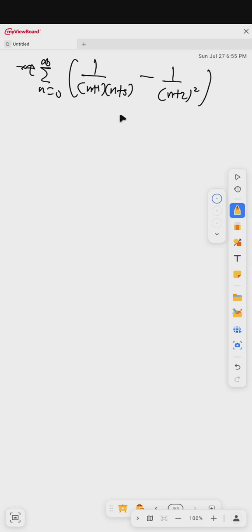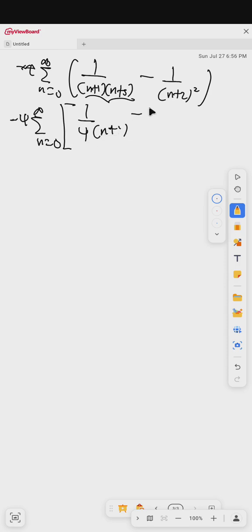So what we're going to do next is to split this into partial fractions. So we split 1 over (n plus 1)(n plus 5) into partial fractions. So we're going to have negative 4 multiplied by the sum of n from 0 to infinity, then in the bracket we're going to have 1 over 4(n plus 1), then minus 1 over 4(n plus 5), then minus 1 over (n plus 2) raised to the power of 2, which is this.